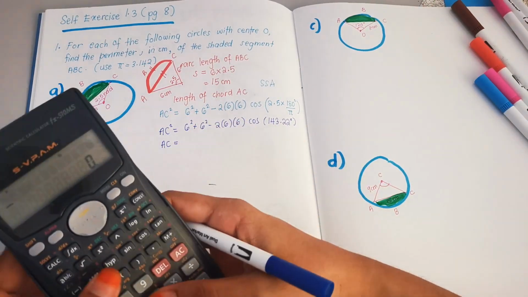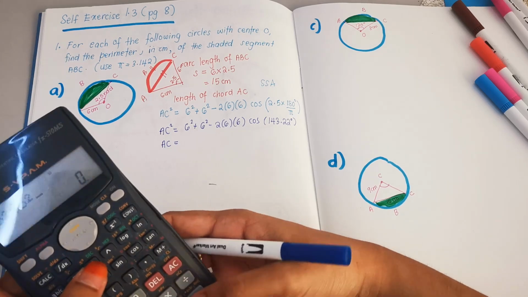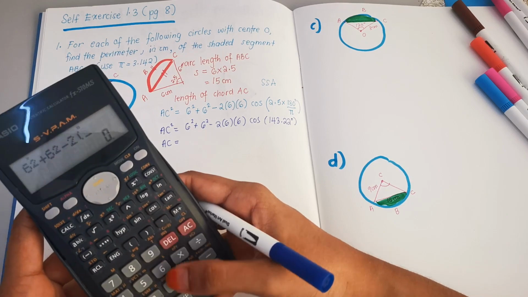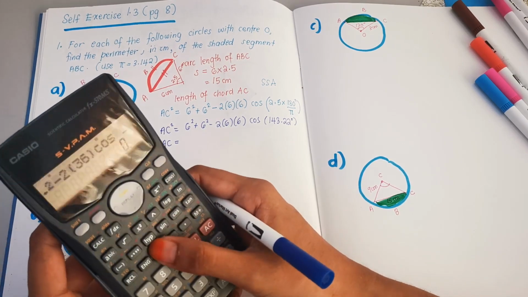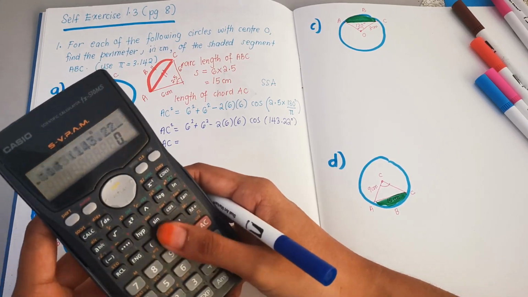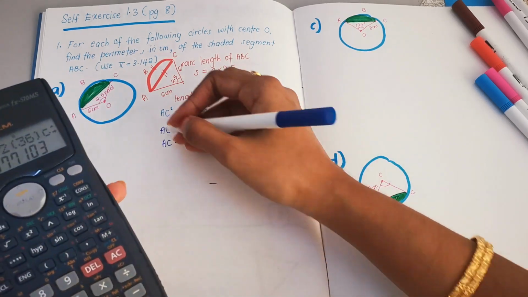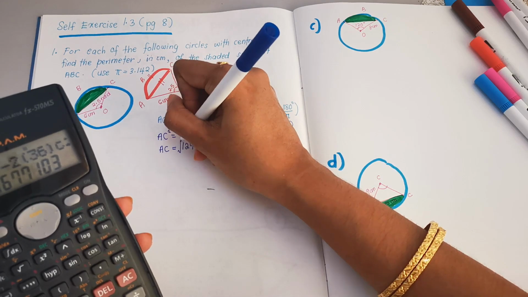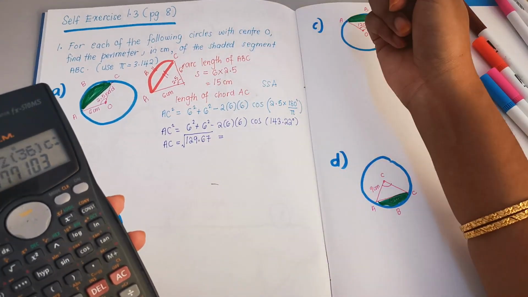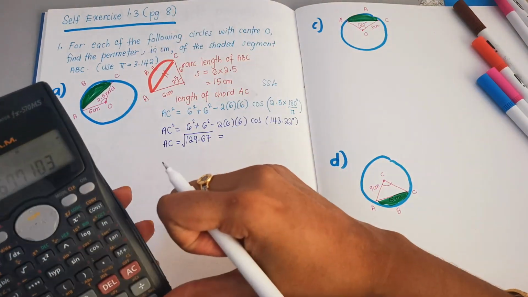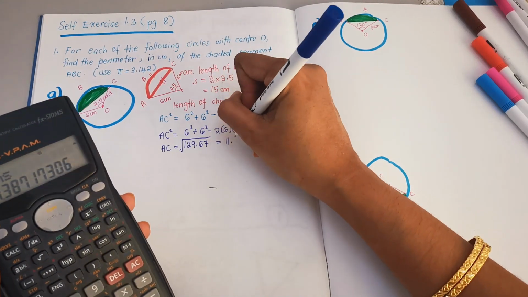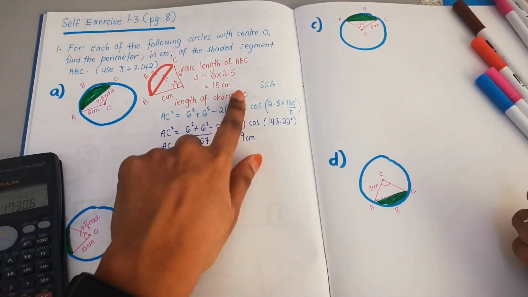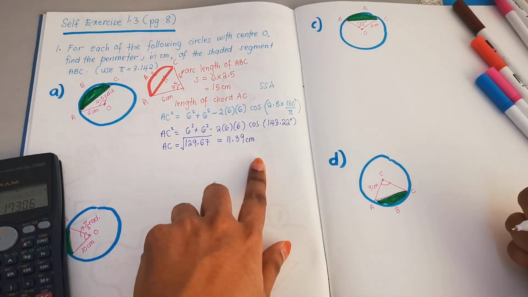Now let's find what AC is. So we key in everything. 6 square plus 6 square minus 2 times 6 times 6. You can put 36. Then cos of 143.22. So it's 129.67. To find AC, we square root this. So square root of the answer, I'll get 11.39 centimeters. So the length of the chord is 11.39.